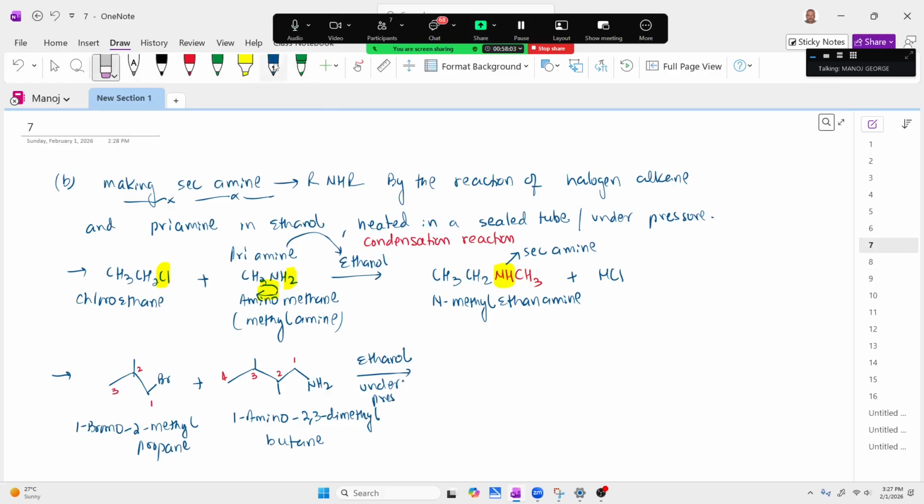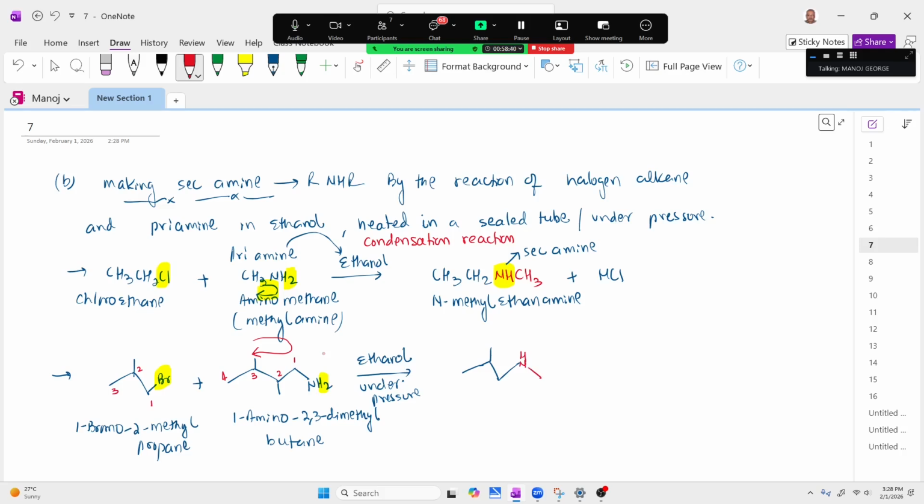Either say under pressure or say heated in a sealed tube. Either you can say heated in a sealed tube or under high pressure. Both are okay. Okay, so now what happens? The Br goes and one H will go. And don't forget, you have to swing this molecule like this. So I will get like this. That's coming from there. And then I need to connect the NH.